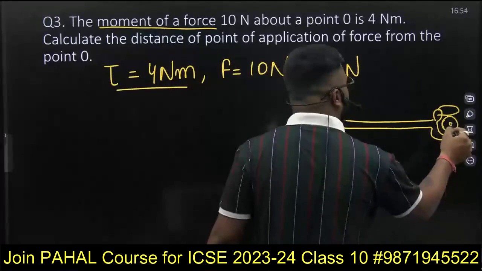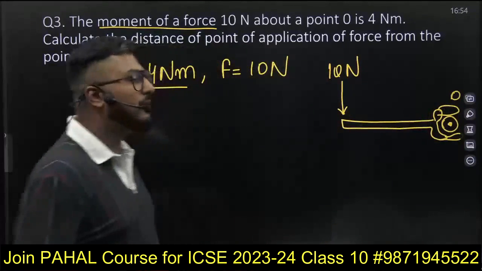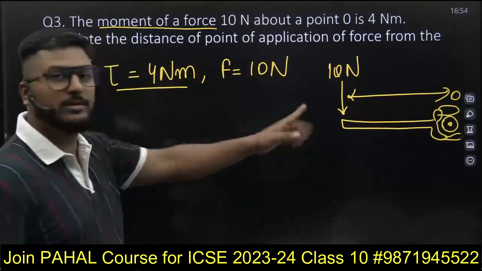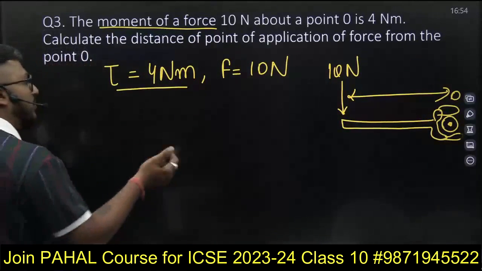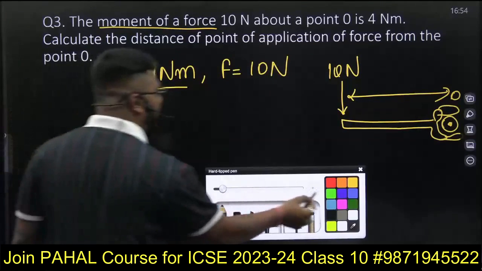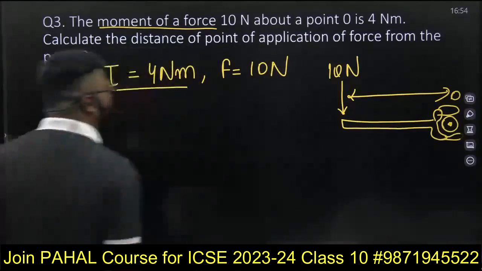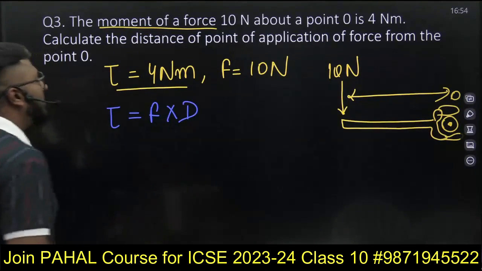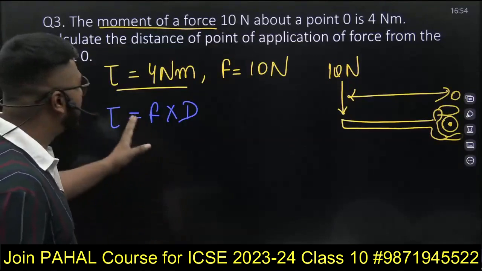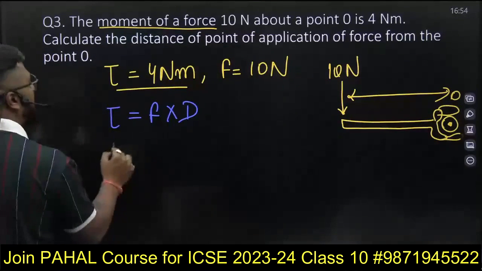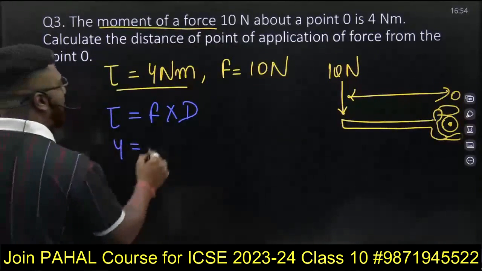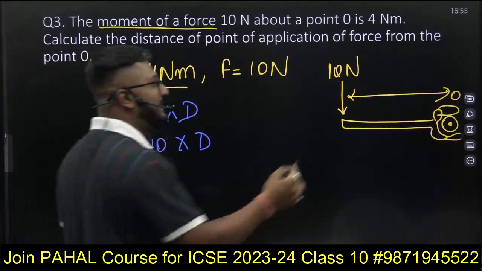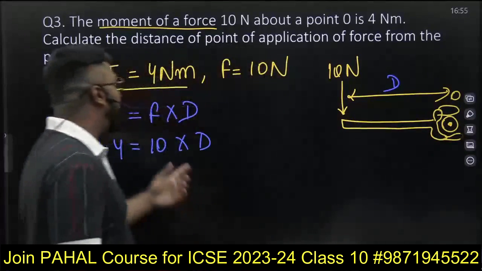So let's say this is point O. We have to find the distance of the force applied from the point O. We have to find this distance. Now, according to the formula, what we have been given, we have written it down. The formula for torque is tau is equal to force into the perpendicular distance, right? So tau is equal to 4 Newton meter. Force applied is 10 Newton. So let the distance be D. Let this distance be equal to capital D.